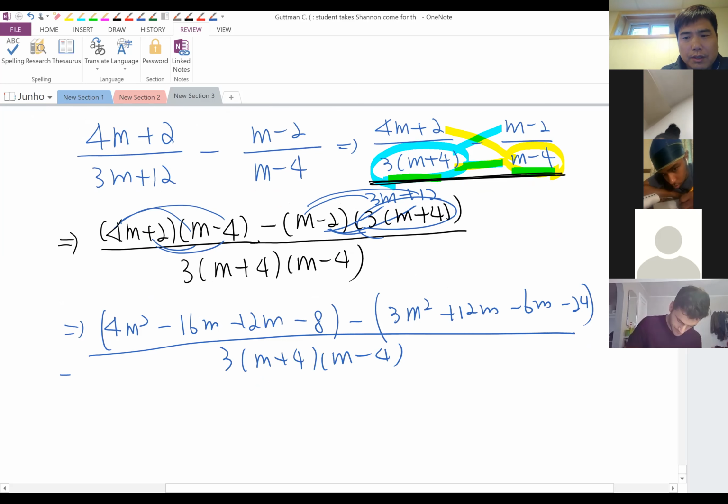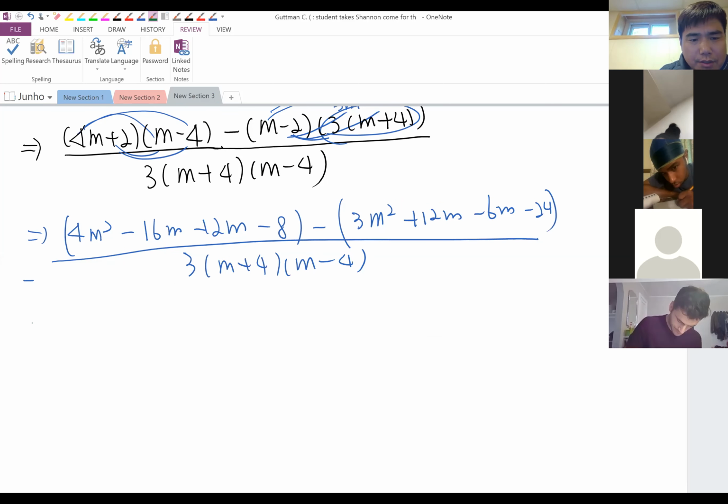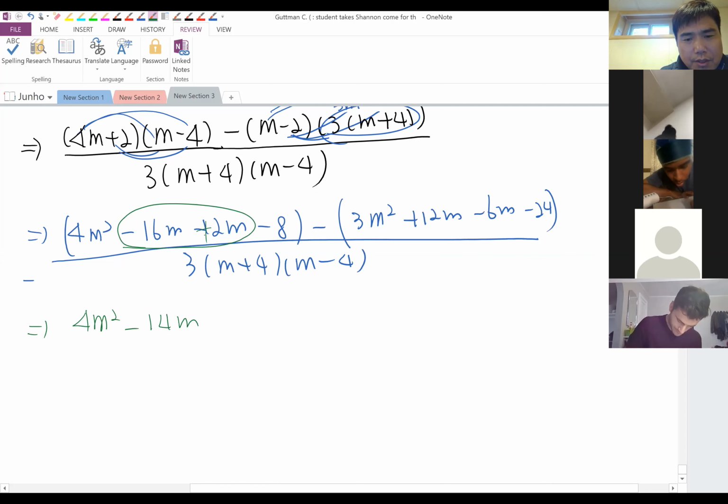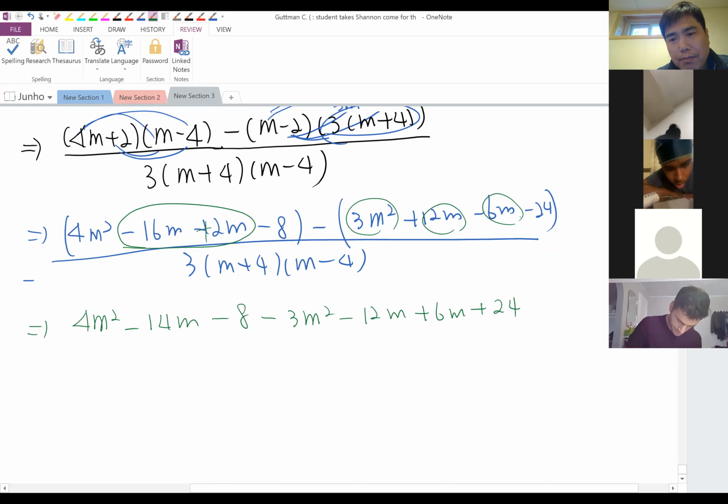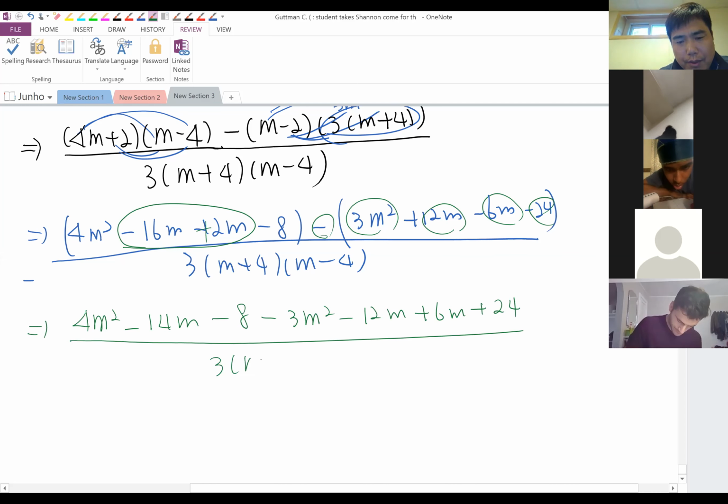Now we open the parentheses. Then 4m squared minus 14m, combine the two like terms, minus 8, minus 3m squared minus 12m plus 6m plus 24. When you open this, everything must be the opposite sign because of the negative sign here. Over 3m plus 4 and m minus 4.